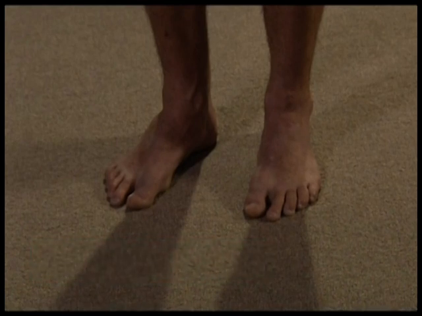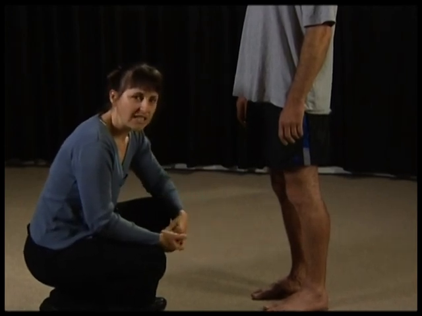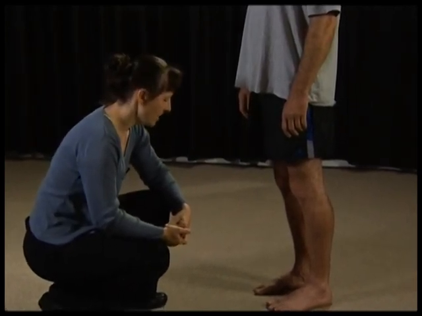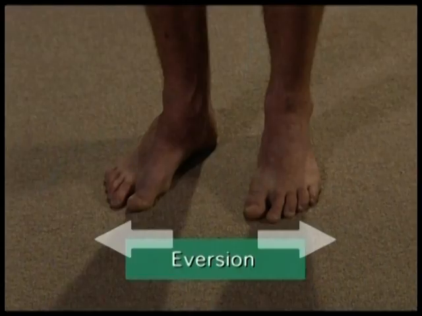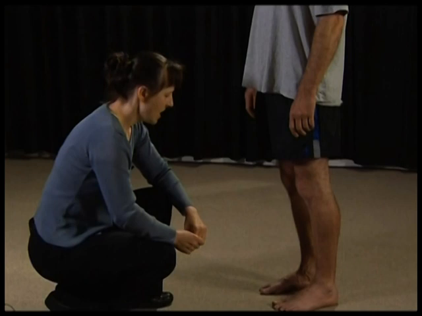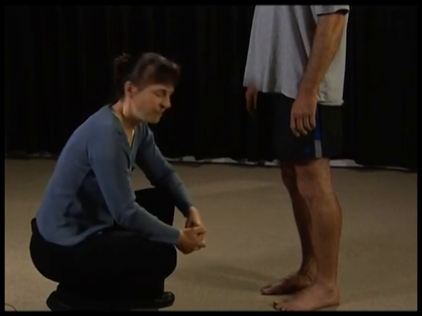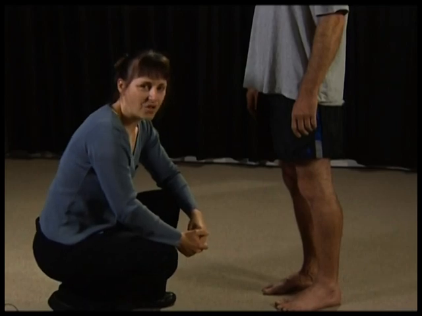Three different areas. First of all, we are going to check whether or not there is an anterior or a posterior difference between the left and the right foot. We're also going to check whether there is an eversion or an inversion difference between the left and the right. And lastly, we're going to check if there is any rotation of the foot. You need to write these down in your notes.